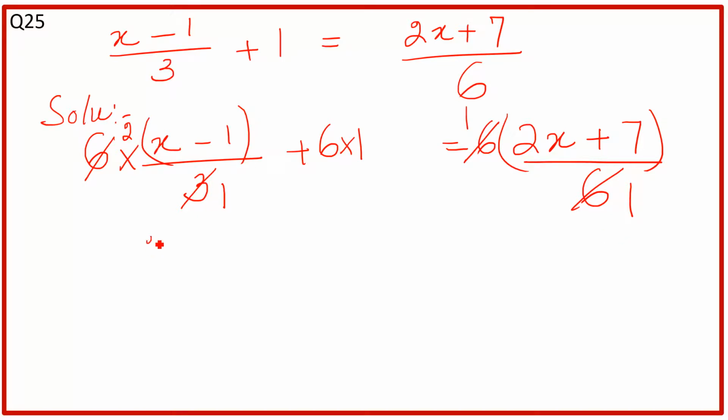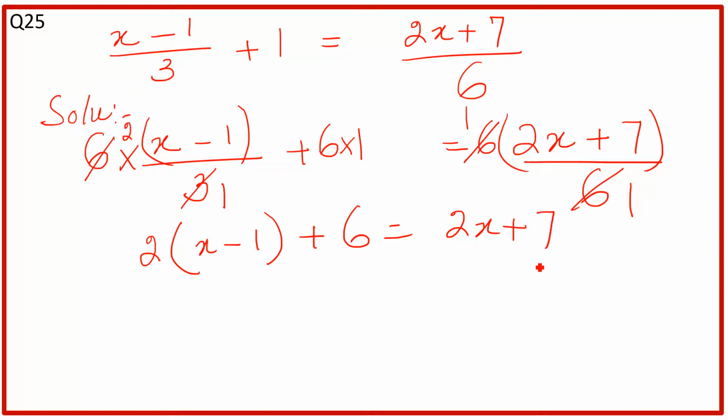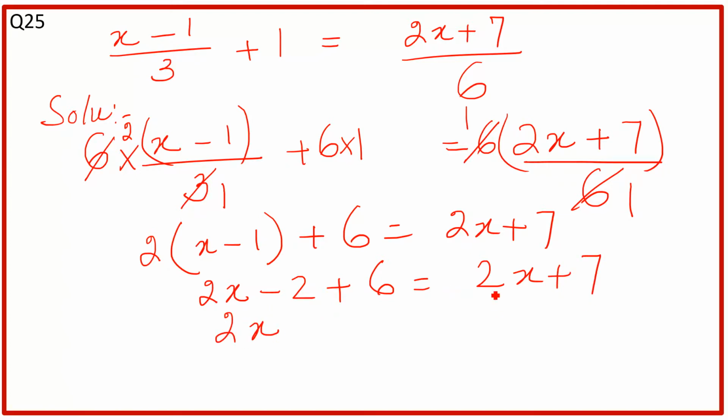Now what do we have left? 2(x − 1) + 6 = 2x + 7. Here we have 2 in front of the parenthesis, so we have to multiply: 2x − 2 + 6 = 2x + 7. Now take the transpose. This is 2x, it will be negative 2x when we bring it to the left side, the sign will change. Now it has positive 1, only 7 we have on the right-hand side.